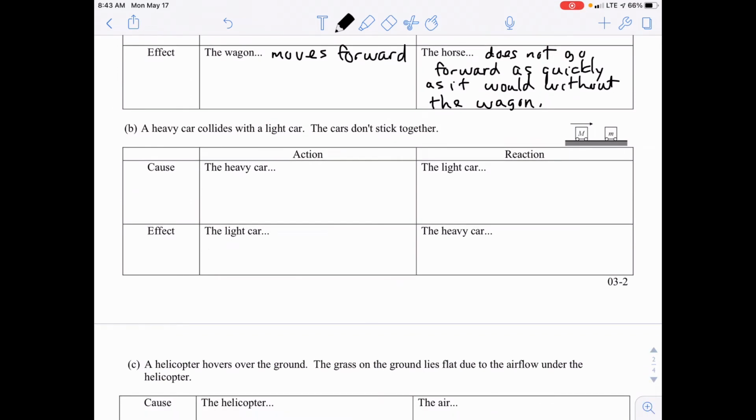Part B. A heavy car collides with a light car. The cars don't stick together. The heavy car pushes the lighter car forward. The effect of this, of course, is the light car moves forward.